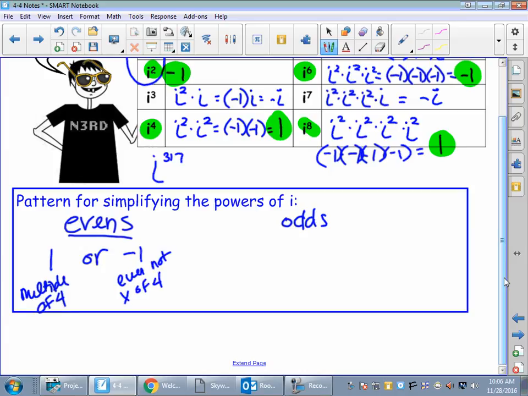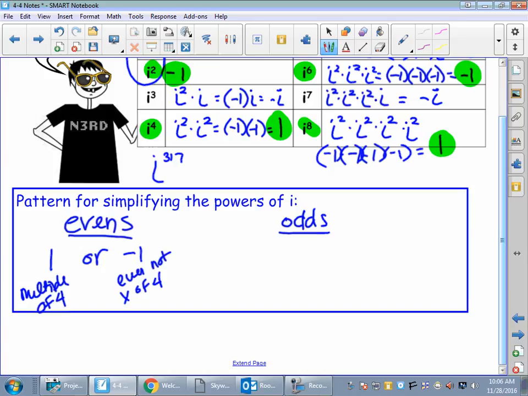So really, you want to look at it and say, okay, I know it's even, so it's going to be a 1 or a negative 1. Is it a multiple of 4 or not? 6 is not a multiple of 4, but 8 is. For odds, we're not going to learn a new rule. I'm going to kind of use the rule I used to find i to the 7th. I based it off of 6 plus 1 more i. Or for 5, I based it off of 4 and then 1 more i.